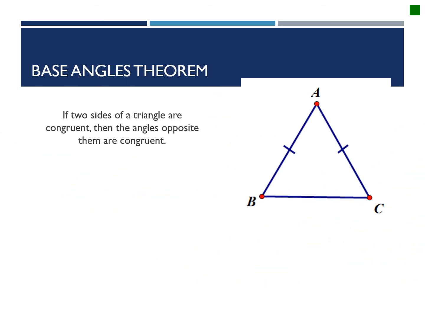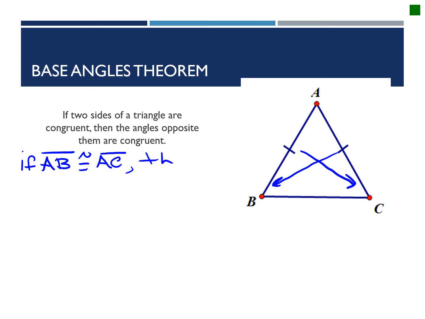So we have what we call the base angle theorem, and it says if two sides of a triangle are congruent, then the angles opposite those are congruent. What I tend to do is take this congruent symbol and draw an arrow, so that tells me what angles are opposite the sides. So in this case, if side AB is congruent to side AC, then angle C, opposite AB, is congruent to angle B, is all that is saying.